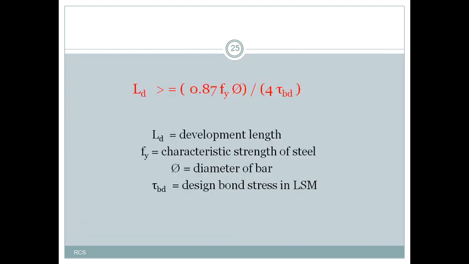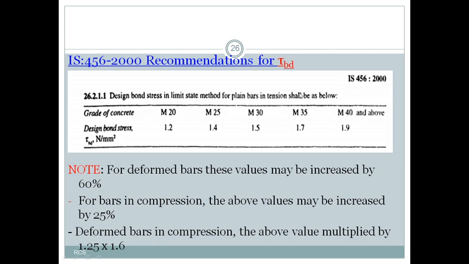Right. And here Ld can be calculated using this formula: Ld equals 0.87 Fy Phi by 4 into tau bd. Ld is the development length, Fy is the characteristic strength of the steel, Phi is the diameter of the bar, and tau bd is the design bond stress in the limit state method. This design bond stress can be calculated using these codal provisions.